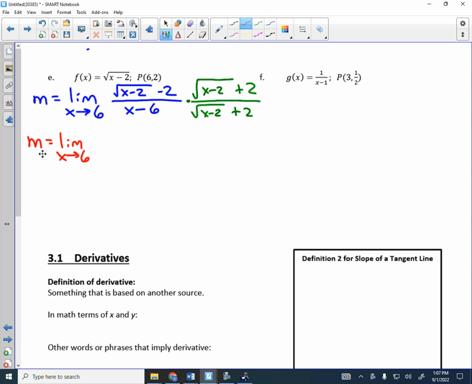All right. Square root of x minus 2 times square root of x minus 2. X minus 2. What happens to the middles? And then at the end you have negative 2 times positive 2. Negative 4. All over what? X minus 6 times then that quantity. Square root of x minus 2 plus 2.